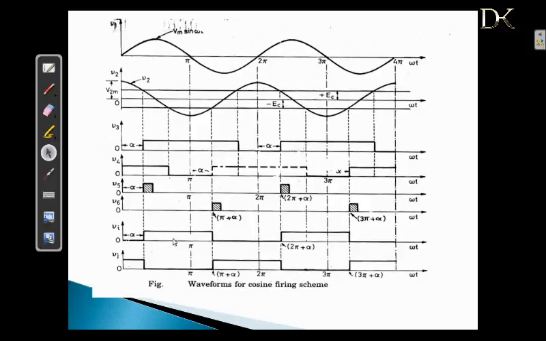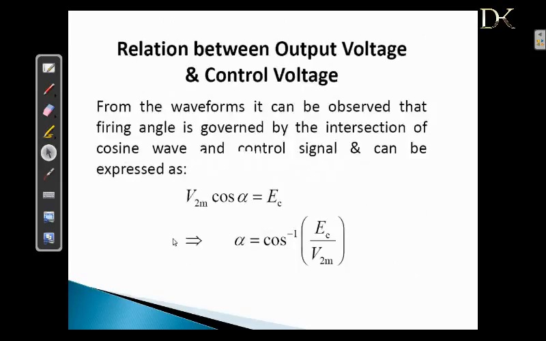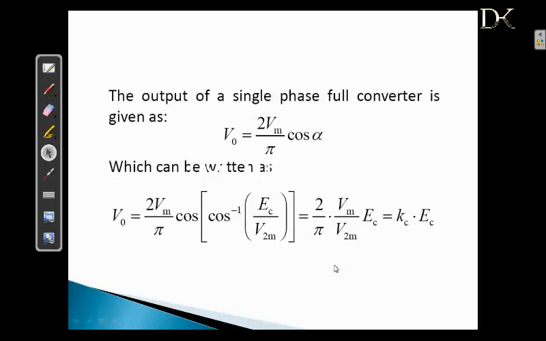Now what I said is that it has a linear transfer characteristic. I'll show you how. The firing angle is governed by the intersection of the cosine wave and the control voltage. So V cos alpha is equal to EC, so alpha is cos inverse of EC by V. Now for the single phase full bridge rectifier, we know that the output voltage is 2Vm by pi cos alpha. So we can replace alpha with cos inverse of EC by Vm. So we get that the output voltage is proportional to the control voltage. So it is directly related. That's why I've said that it has a linear transfer characteristic. This basically helps to improve the closed loop response of the converter.